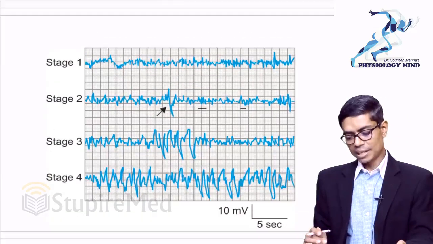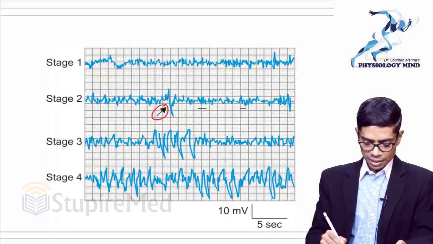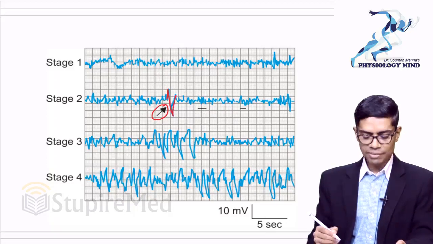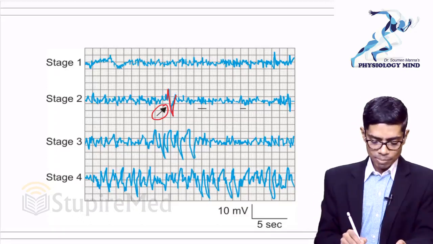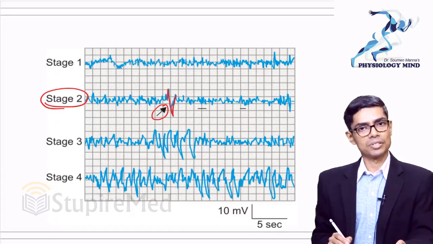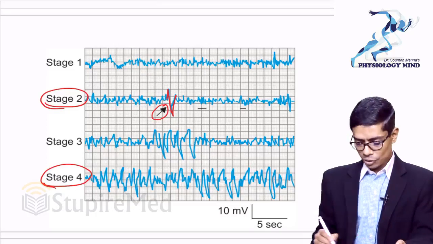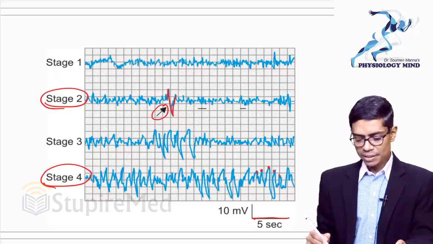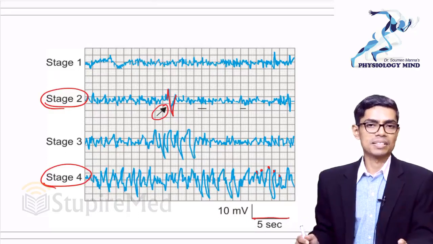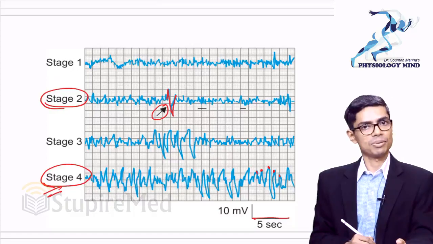Now look at this diagram and tell me what this arrow indicates. So see, this is a sharp high voltage biphasic wave. What is that? That is the K complex. So the K complex is in which stage? Stage 2. Whenever you are moving into stage 4, deep sleep, you are giving slow waves. This is a 5-second period. If you count the waves, 1, 2, 3, 4, maximum 5-6 Hz, you are getting within 5 seconds. So obviously this is nothing but delta, which indicates the deep sleep stage or stage 4.